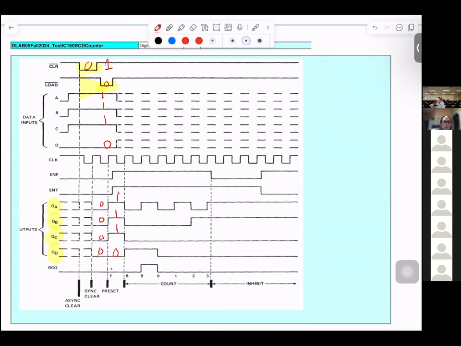Now we're talking about counting. Remember, counting up, only 0 to 9 to 0. So if you see the clock will be here. I'm talking about counting up. Right now you are at number 7, right here. When you apply the positive clock, 0 to 1, then it counts up. You're on 7, you apply the clock, it goes to 8.